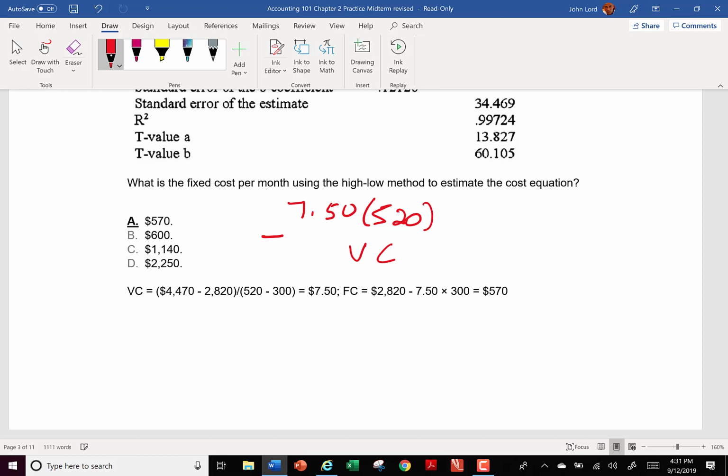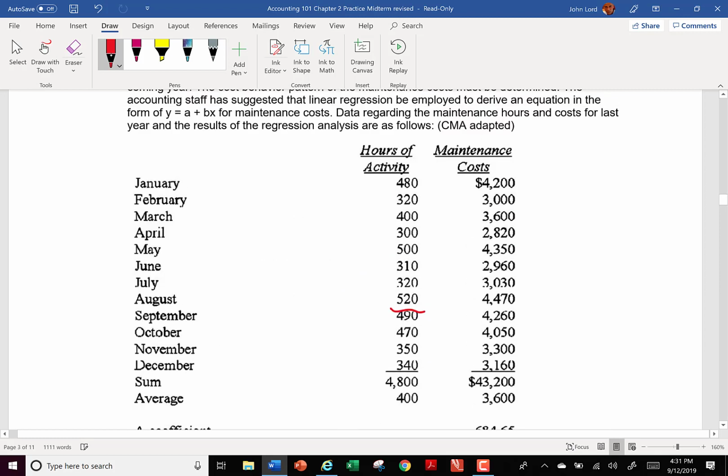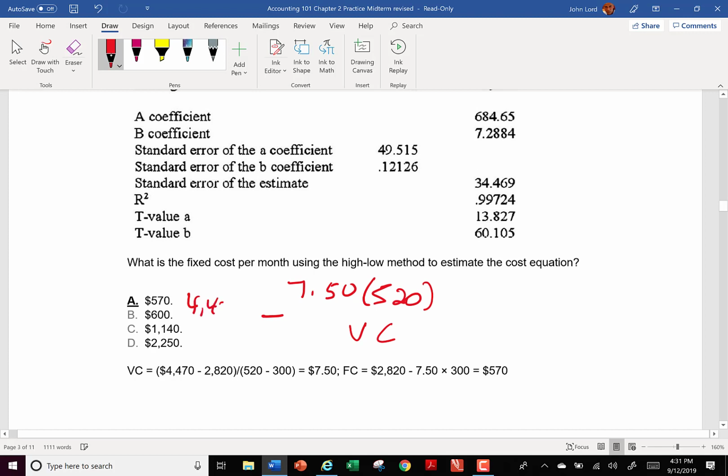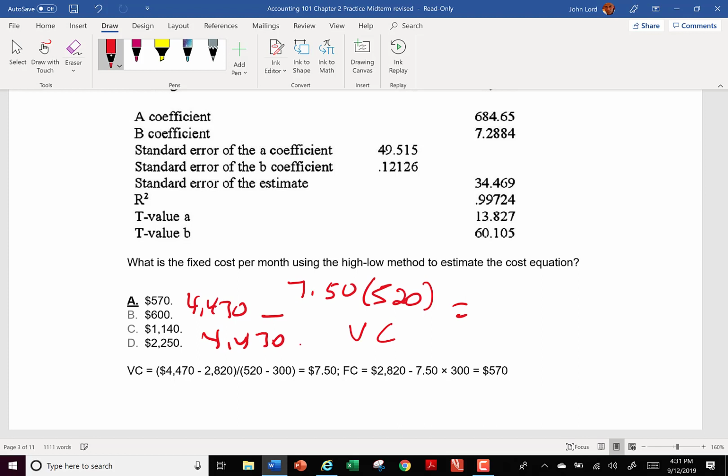And then to get the fixed cost, I'm simply going to subtract that from the total cost, and I have to pick the total cost at the high, right? So total cost at the high we said was 4470. So 4470 minus the variable cost, which was 750 times the 520 units, 3,900. Okay, well, something's wrong here. 750 times 520, and then you subtract it from 4470. 4470 minus 3,900 gives me 570. Is that what you're getting? Okay, good. Okay, high-low method.